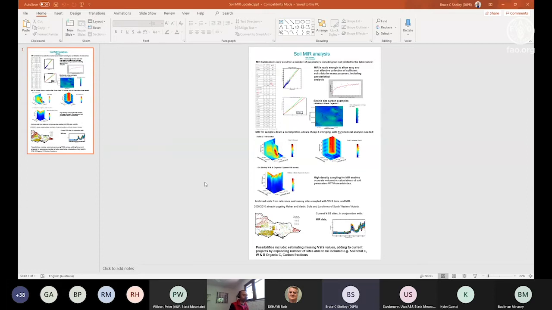I figured everyone was going to put a carbon one up, so I've put a carbon one up. Again, that's on our validation set. Not much more to say there.